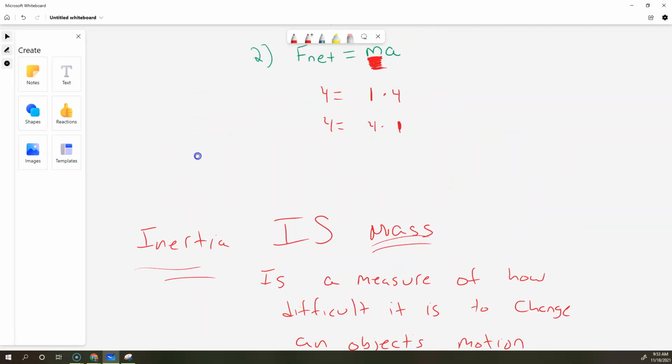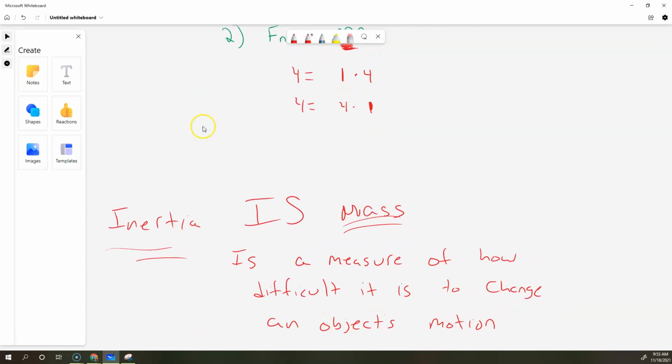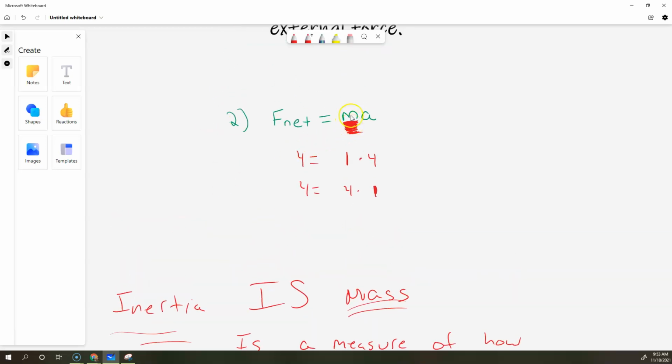So the law of inertia: because you have inertia, you want to keep doing what you're doing. The more inertia you have, the harder it is to change what you're doing. A really, really big object is harder to change its motion than a really small object. So the more inertia, aka mass, you have, the harder it is to change your motion, aka your acceleration.